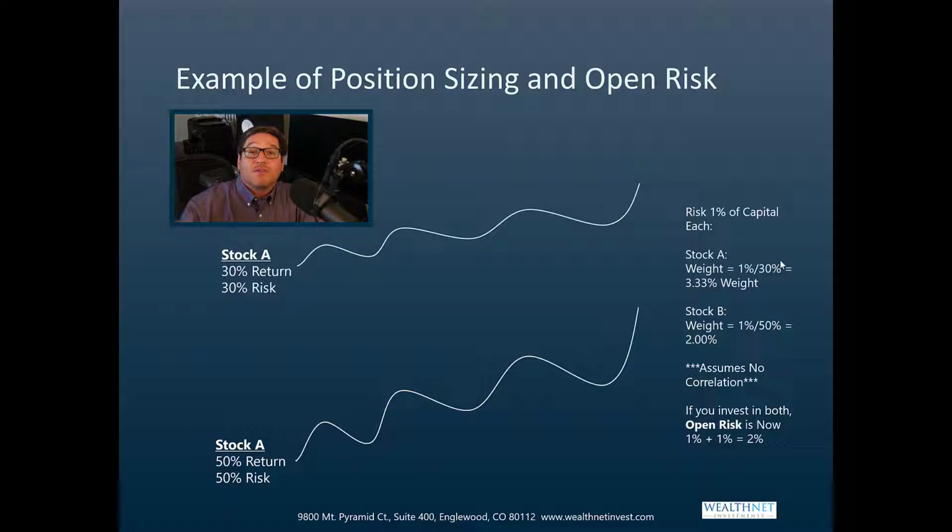Given this, and with no diversification effect, you can see the weights would be different. Stock A would be a 3.33% weight, and stock B would be a 2% weight. If you put both of them together in the portfolio, you would have a total open risk of 2%, because you're risking 1% on both of them. So 1% plus 1% is 2%. That's your open risk, your total risk in the portfolio. That assumes no diversification. I'm just simplifying this to show the relationship.